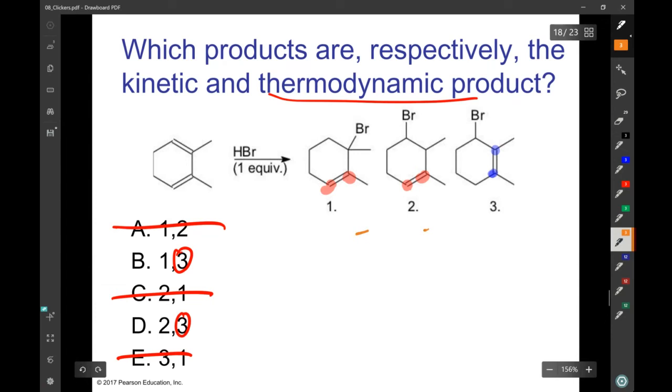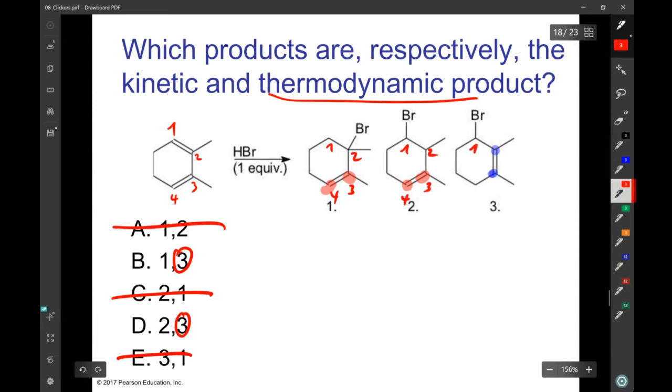Now we need to decide which one is our kinetic product, 1 or 2. To decide which one is the kinetic product, we use the reaction mechanism or observation. This is carbon number 1, carbon number 2, carbon number 3, carbon number 4. Remember, I told you that the hydrogen always adds on carbon number 1. So if I label the carbons here, this is carbon 1, carbon 2, carbon 3, carbon 4.